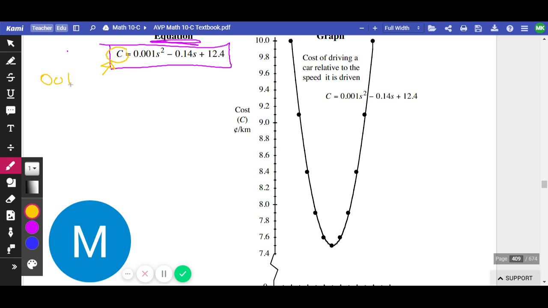Output is isolated. The input has all the numbers around it. If you look over here, these are my input values.